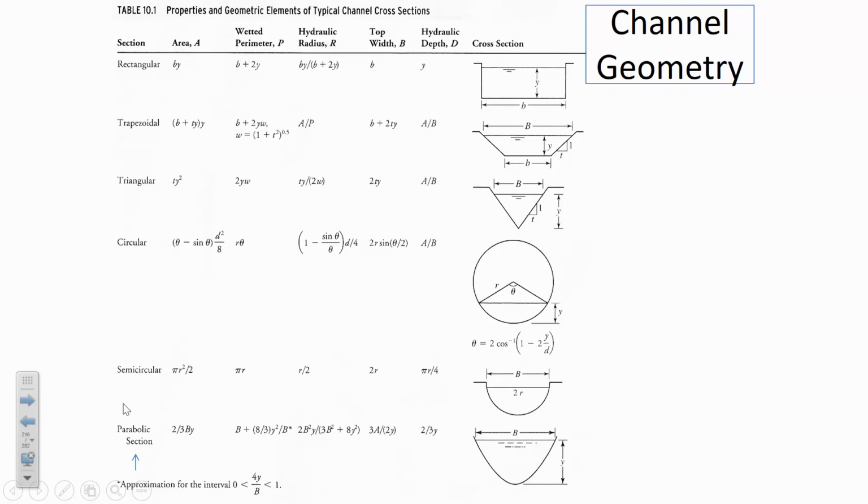In your homework, there is a problem having to do with a parabolic section, and I wanted to point out that this table gives you the parameters that you need to, if you have the top width of a parabolic section, and if you know the depth of flow for a parabolic section, then the formula allows you to find the area, wetted perimeter, hydraulic radius, and so on. So these are kind of the geometric parameters that a lot of the formulas we have that estimate the flow rate through that channel, it uses some of these geometric parameters. So you'll find yourself referring to these pretty often as input to other equations.